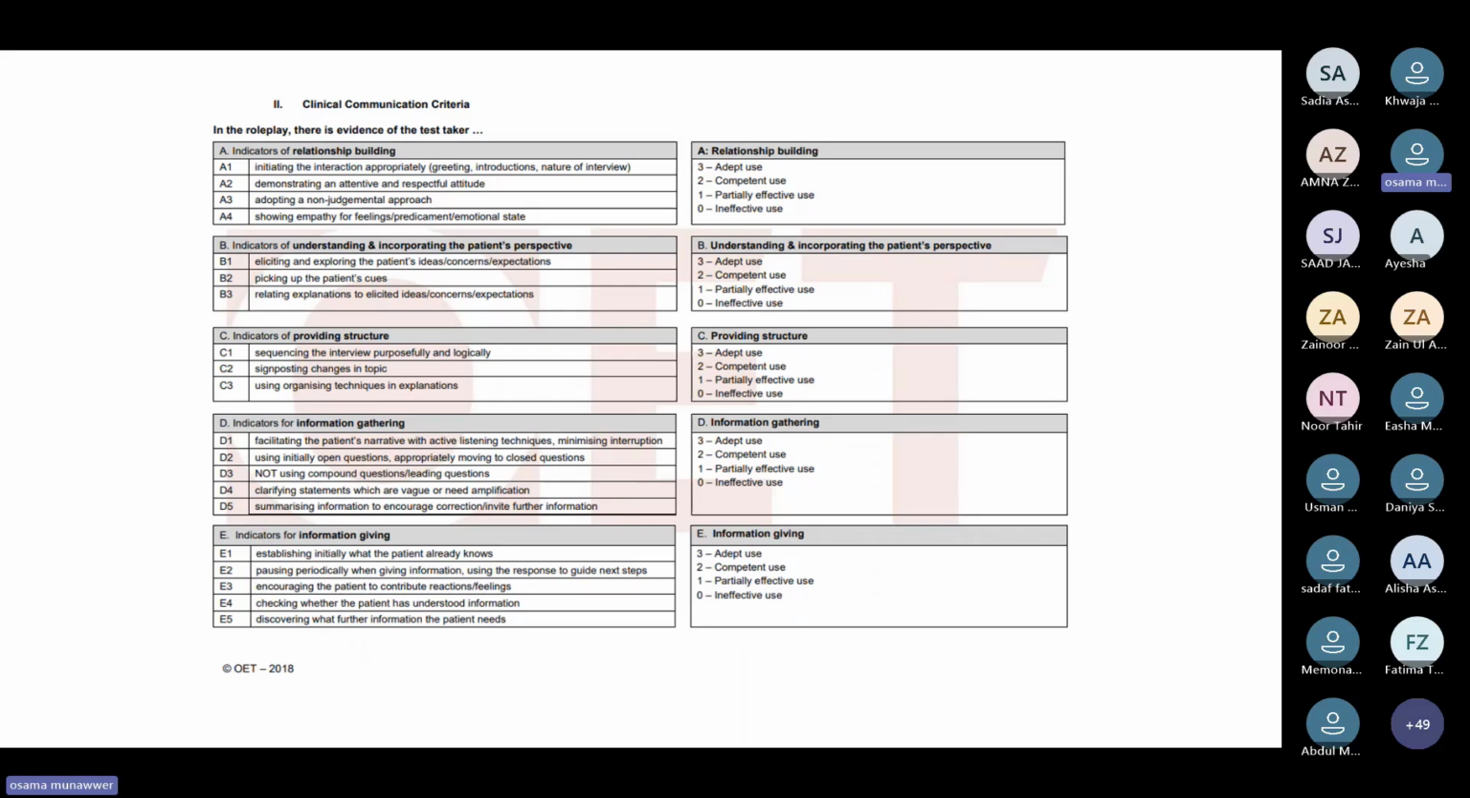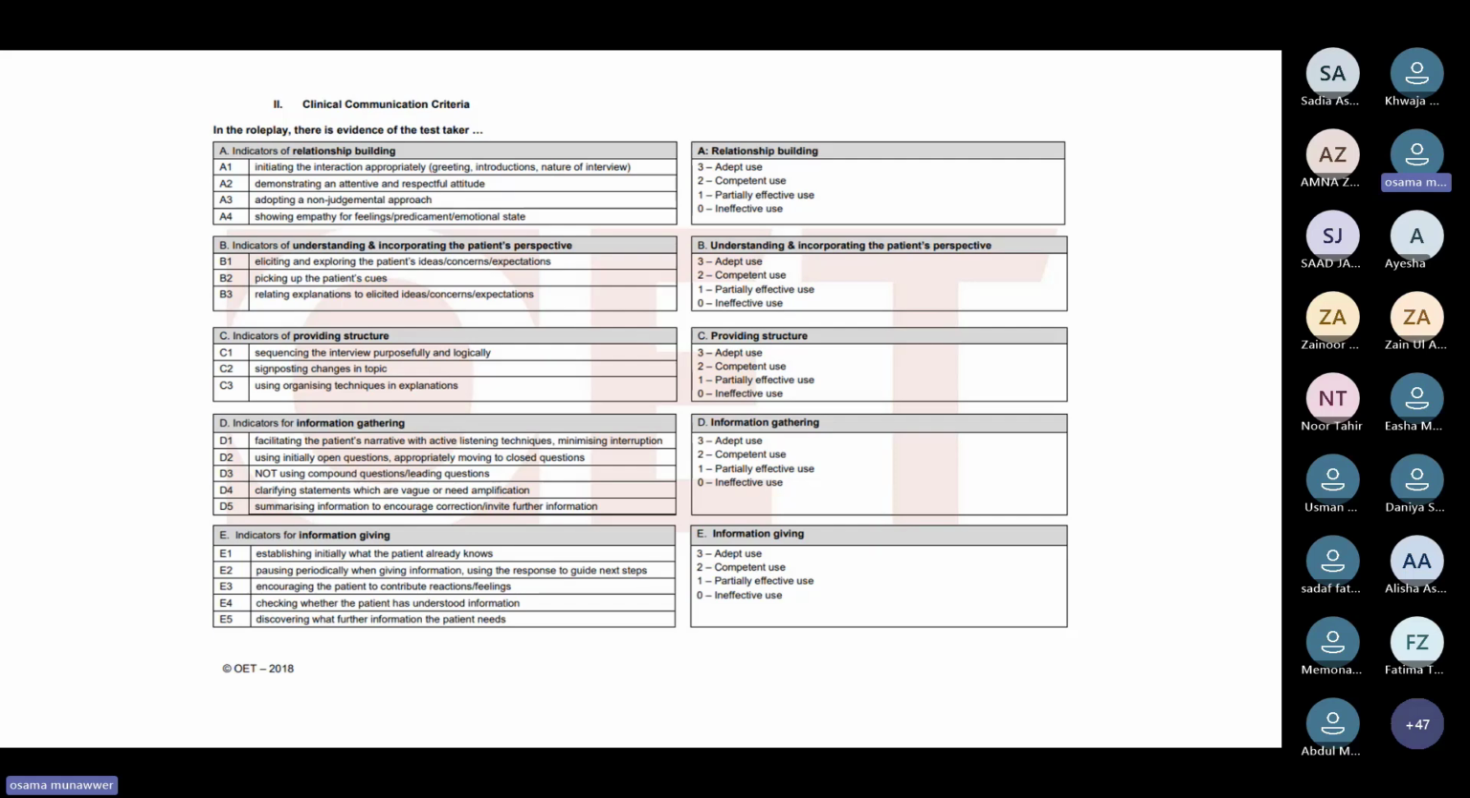Isme there are 5 things. Indicators of relationship building. So you have initiating the interaction appropriately, demonstrating attentive, respectful attitude, adopting a non-judgmental approach, showing empathy for feelings, predicament, emotional state. Isme, again, like I said, your first sentence hota hai, good morning. I hope you're doing well. I am Dr. Abdullah. I'll be looking after you today. Could you tell me a bit about what brought you here, or could you tell me about how you're feeling?